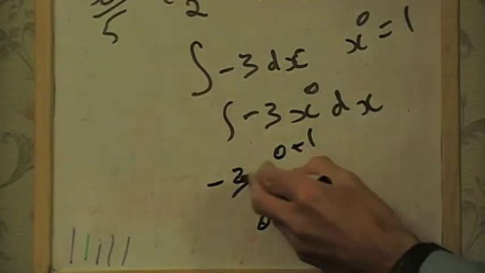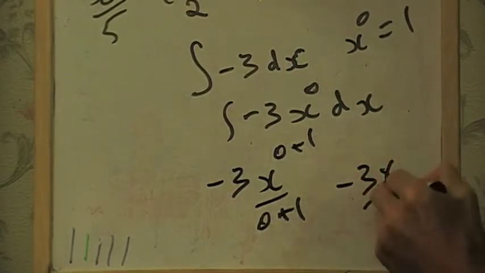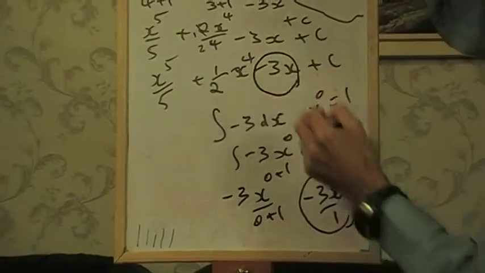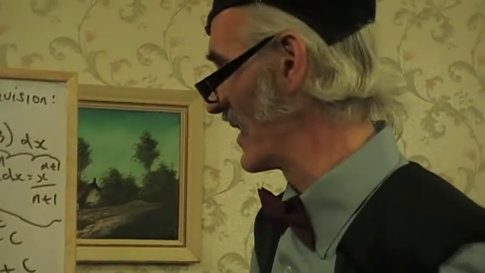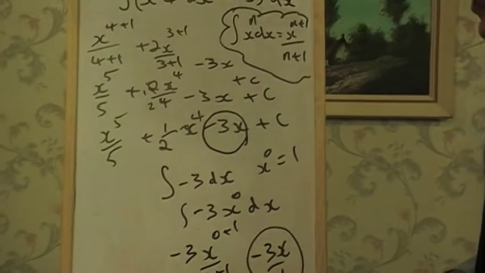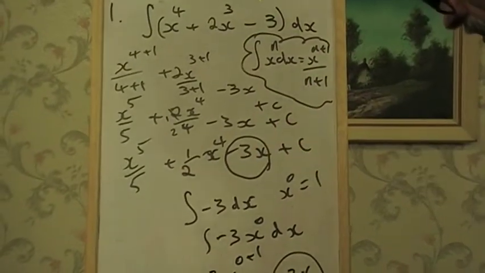And that, you see, is minus 3x over 1. So that equals minus 3x. And that is where my minus 3x comes from. When you did your integration in your college or in your school, they probably told you that the integral of a constant will just give you the constant with the x next to it. So the integral of minus 3 gives me minus 3x.